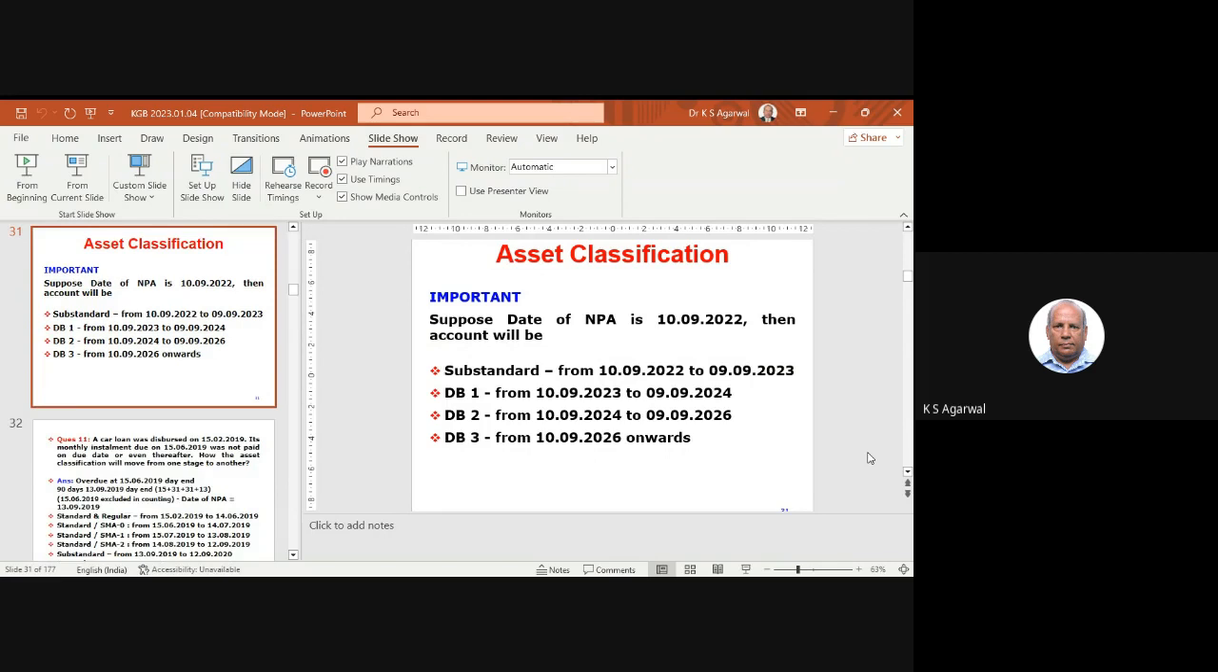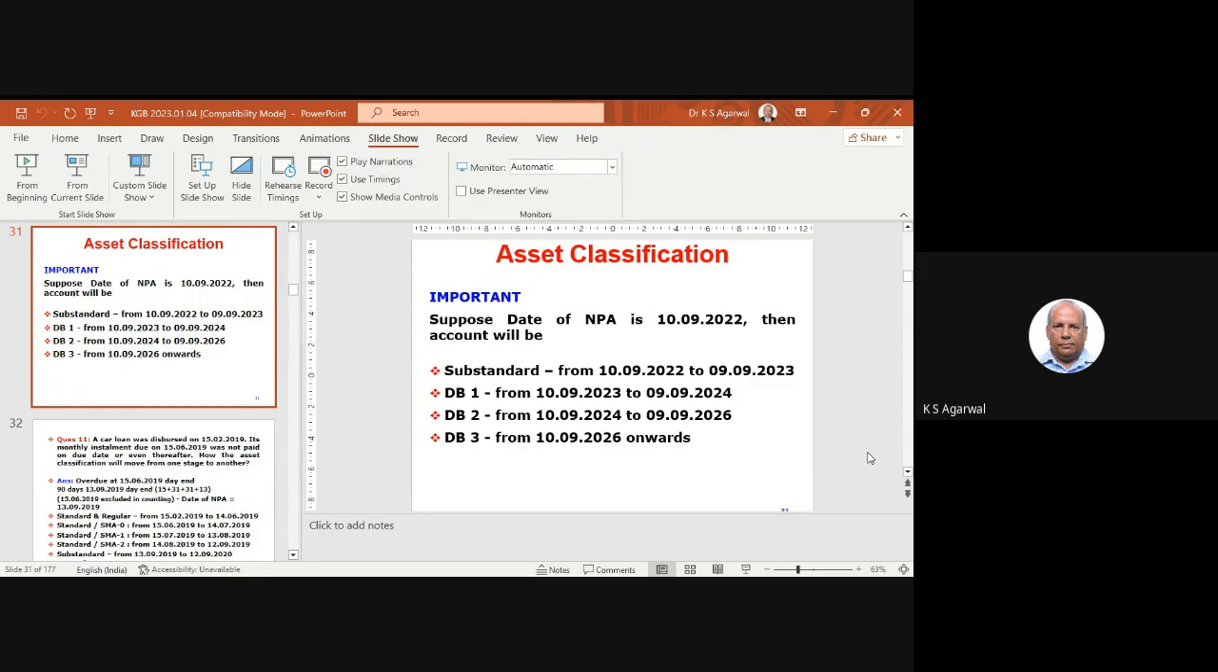This is important. Kindly see this slide very carefully. If the date of NPA is 10 September 22, then it will be substandard for the first 12 months, 10 September 22 to 9 September 23. From 10 September 23 to 9 September 24, it will become DB1, and so on.